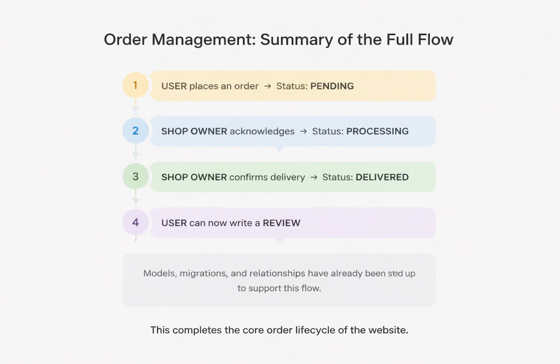So to bring it all together, this 4-step flow is the backbone of the order management system. The user places the order, it goes pending, the shop owner processes it, the shop owner marks it delivered, and then the user gets to review it. The instructor also points out that to support all of this, the team has already built out the database models, written the migrations, filled in the data, set up the relationships between models, and run the migrations. All of that groundwork is already in place. This flow represents the complete lifecycle of the website's core functionality.